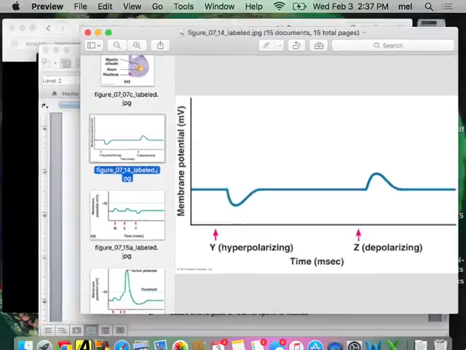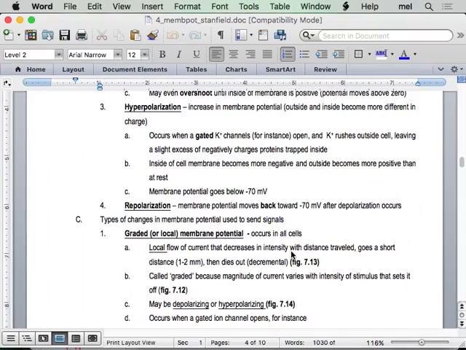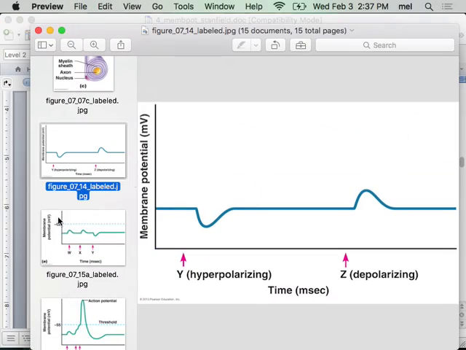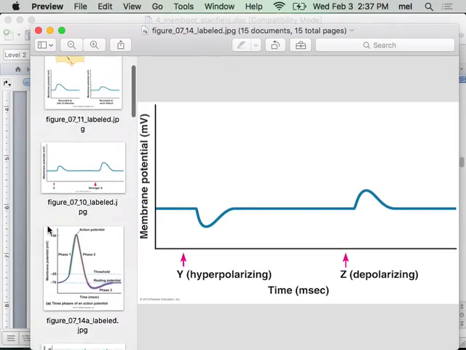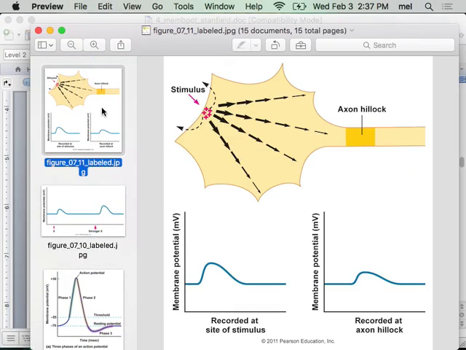Okay, so these are called graded potentials or local potentials. Let me explain to you first why they're called local potentials. Let's look at a neuron, for instance. So here's your typical neuron. You've got the cell body with the dendrites, right? And then you've got the axon. They're going to measure the voltage change at two different locations. They're going to measure it right here, and then they're going to measure it at the axon hillock.